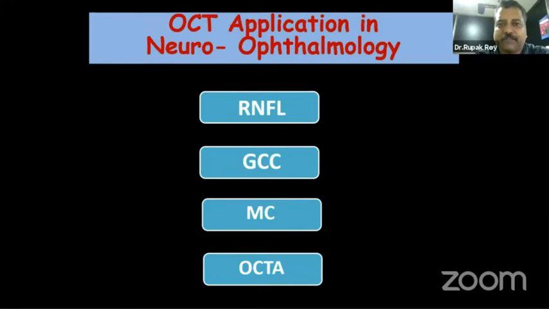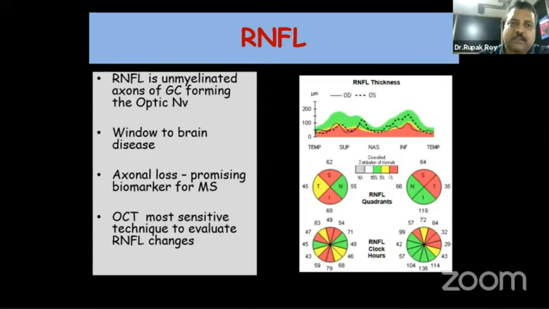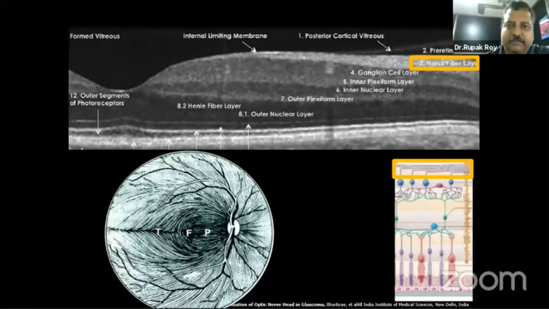So OCT applications in neuro-ophthalmology are basically in imaging of the RNFL, the GCC, and also we have applications of multicolor in neuro-ophthalmology and OCT angiography. RNFL is made of unmyelinated axons forming the optic nerve. It is a window to brain disease. Axonal loss is a promising biomarker of multiple sclerosis, and OCT is the most sensitive technique to evaluate RNFL changes. If you see the cross section, this is how the layers stack up in our OCT. This is the ganglion cell layer, and this is the retinal nerve fiber layer here.